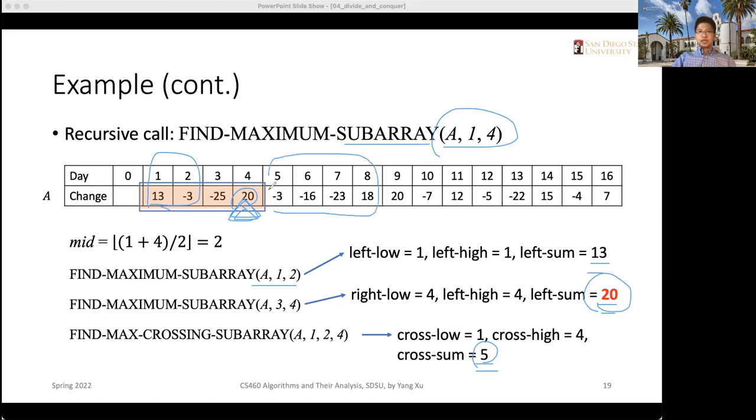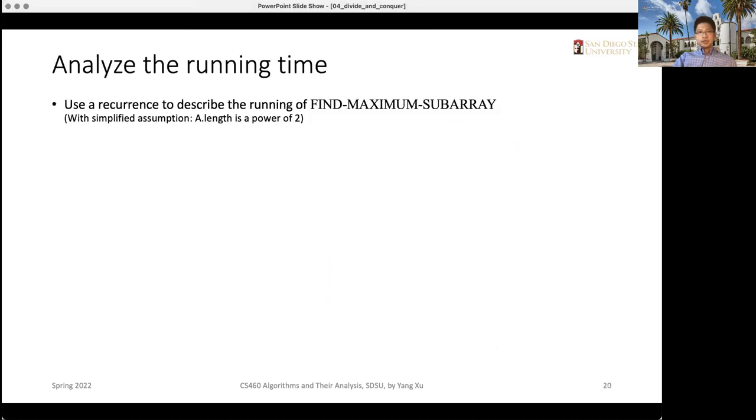which computes the maximum subarray ranges from 5 to 8, and also the one that crosses the midpoint 4. And we will find that the result is what we already know, shown in the earlier slides. Okay, so lastly, let's analyze the running time for the find maximum subarray.